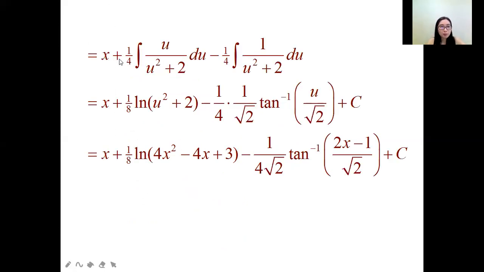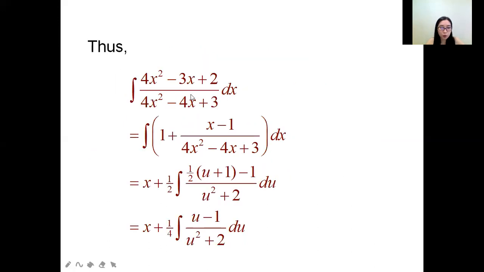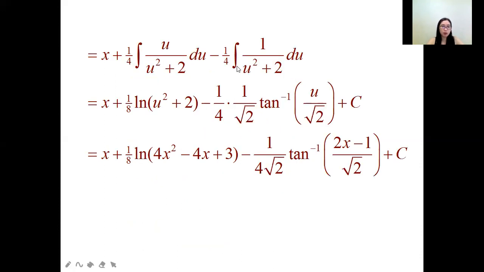So x plus 1/4 integral of u plus, ato kini siya, ato na sad siyang ibungkag na sad nato, since we can factor this, may mo siya og u over u squared plus 2 minus 1 over u squared plus 2. Okay? So therefore, we can now perform the integration process here. We have 1/8 ln u squared plus 2 minus 1/4 times 1 over square root of 2 inverse tangent, u over square root of 2 plus c.